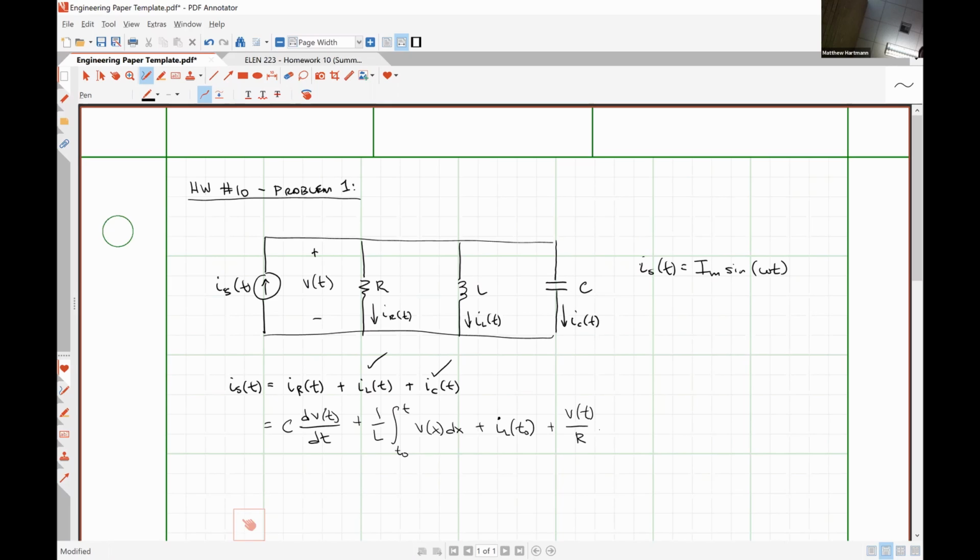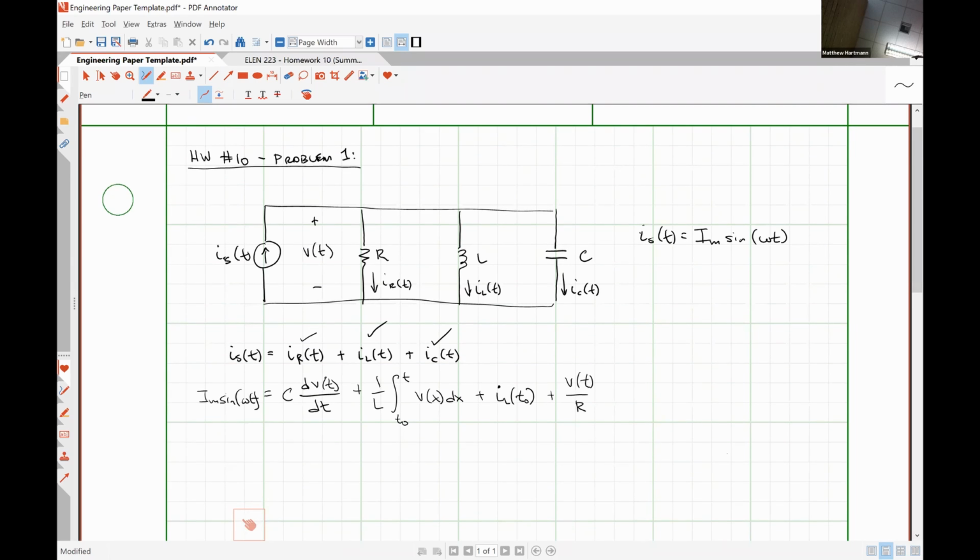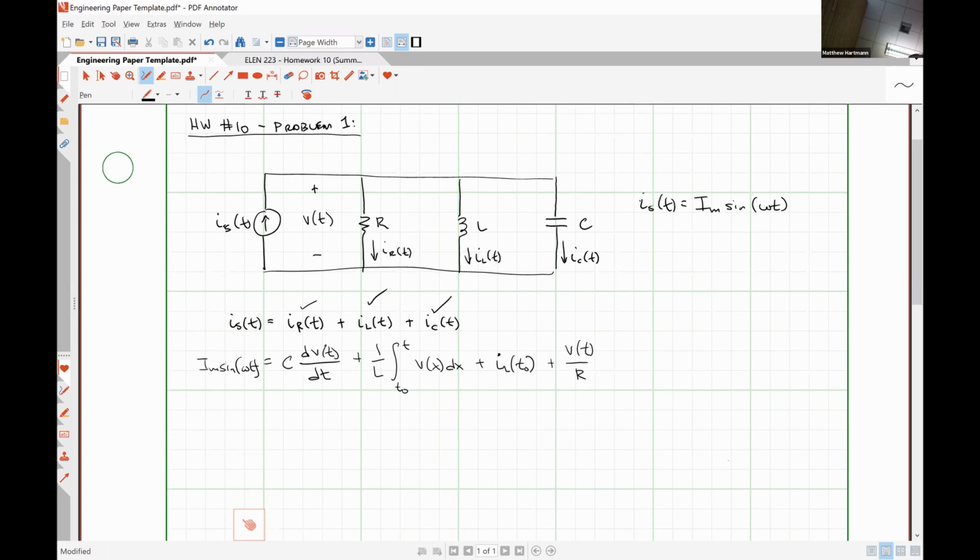Alrighty, so that is all equal to Im sine omega t. So that is part A. You have written a simple integral differential equation. Should be nothing different than what you had to do with the general RLC problems. In fact, this one's likely one of the easiest integral differential equations that you've had to write.